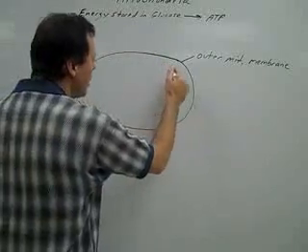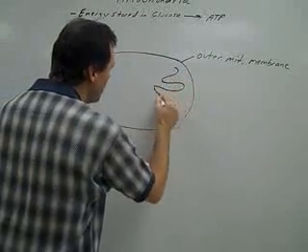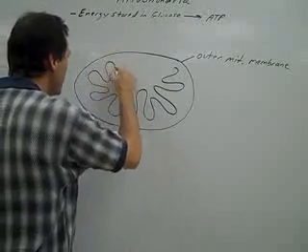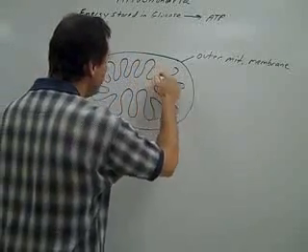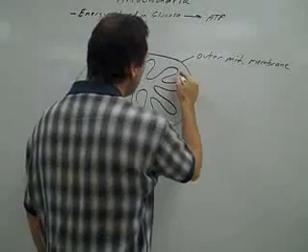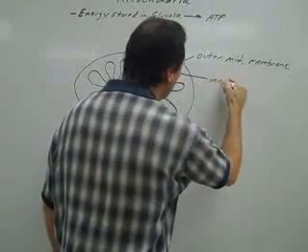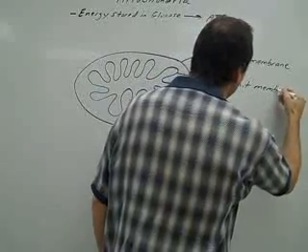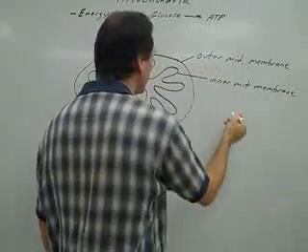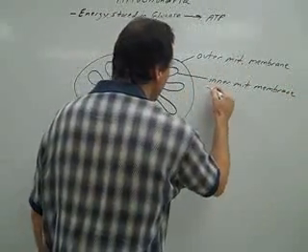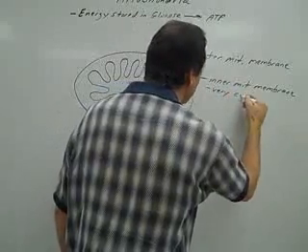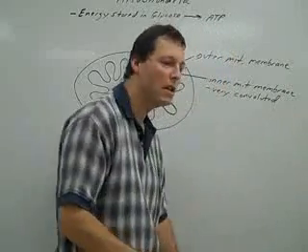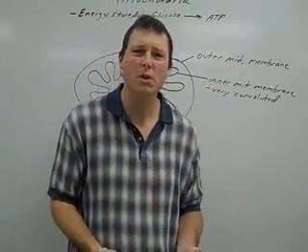However, the membrane here is very convoluted. And I'm going to draw it very twisty and windy, like the name implies, convoluted. So, inner mitochondrial membrane. And it's going to be very convoluted, twisty or windy. And that's going to be extremely important.